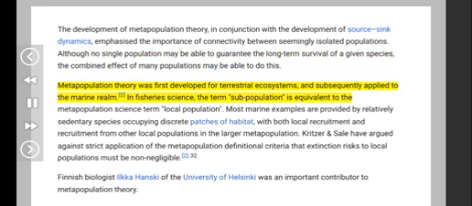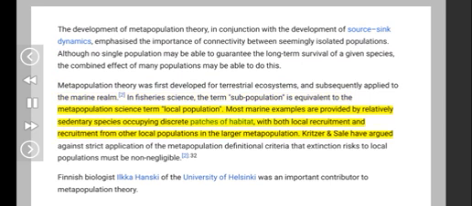Metapopulation theory was first developed for terrestrial ecosystems, and subsequently applied to the marine realm. 2. In fisheries science, the term subpopulation is equivalent to the metapopulation science term local population. Most marine examples are provided by relatively sedentary species occupying discrete patches of habitat, with both local recruitment and recruitment from other local populations in a larger metapopulation.